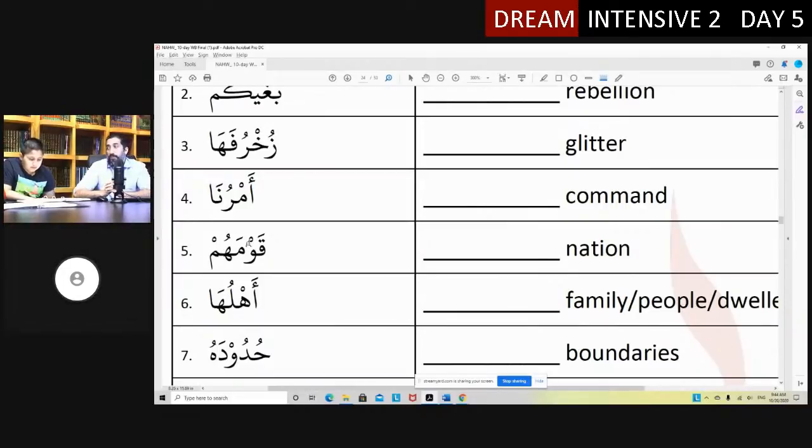Qawmahum, our command is correct. How come it's not we command? Let me take their question first. Somebody asked, why shouldn't it be we command? First of all, the word we in Arabic is nahnu. That's the first thing.